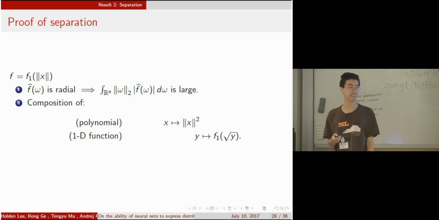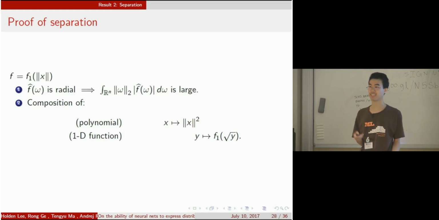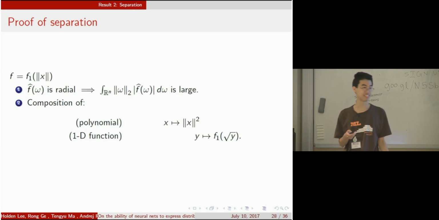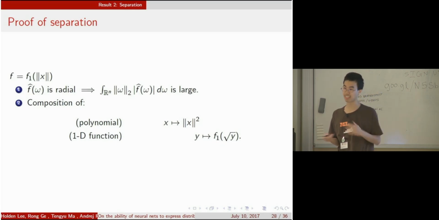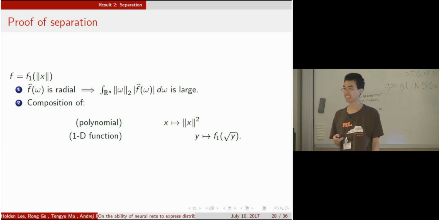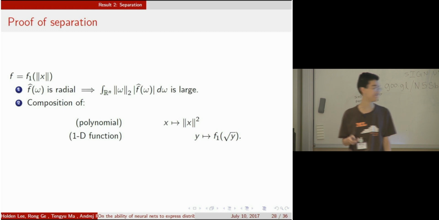Well, first, because f is a radial function, the Fourier transform of f is also a radial function. That means if we choose f to be steep enough, then this integral that appears in the Barron constant is going to be large. And the second part is that it is a composition of two Barron functions, namely the norm squared of x and the function from y to f1 of square root of y.